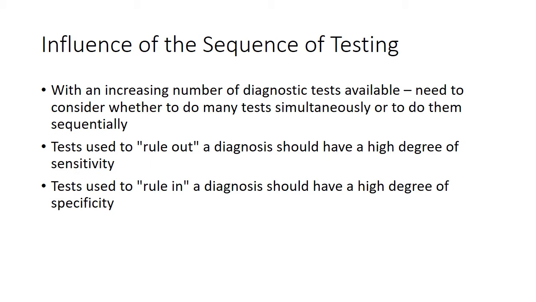And again, when you have so many tests available to you, it's important to consider, should I do these simultaneously? Should I do them sequentially? But remember, high sensitivity tests rule out diagnoses because they have a very low false negative rate. Tests with high specificity are used to rule in diagnoses because they have a very low false positive rate. So if you find someone's really positive, then you can be relatively sure that it is a true result.